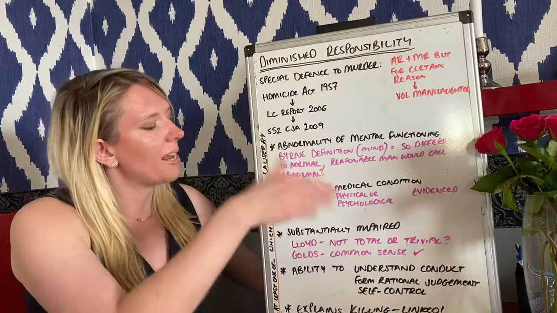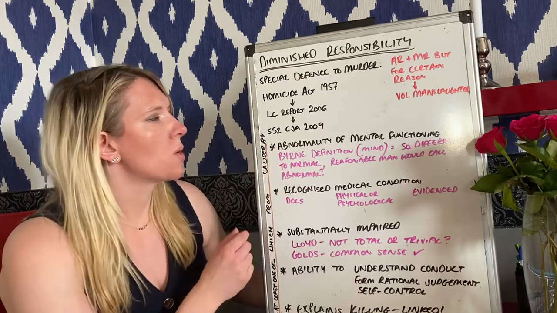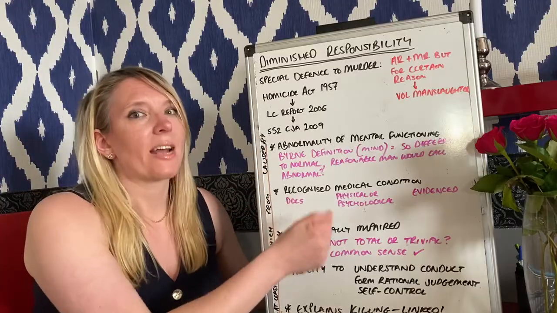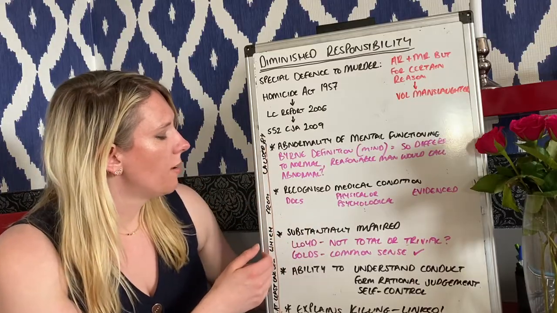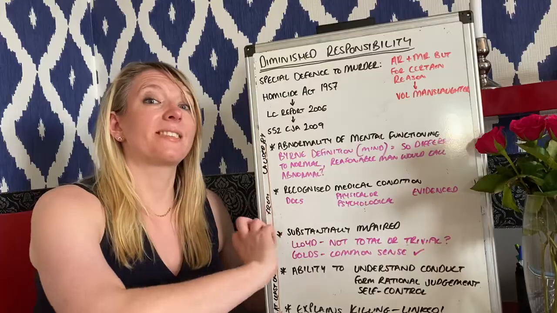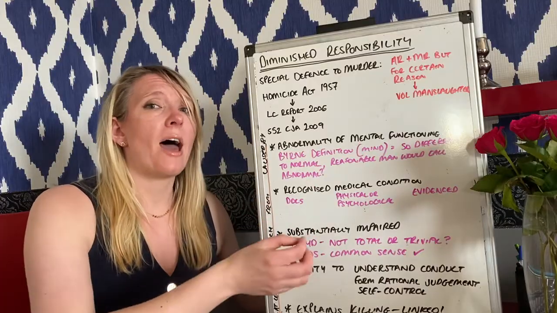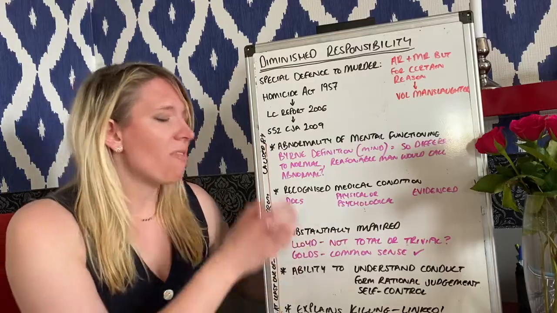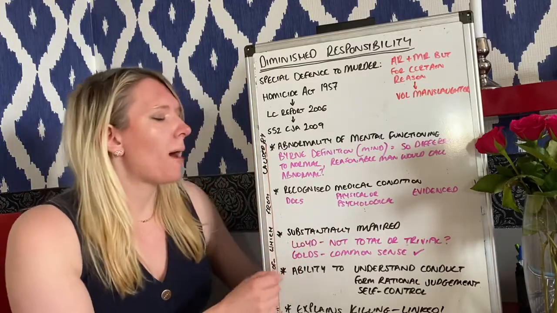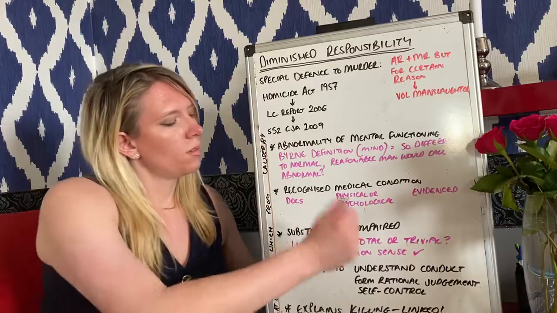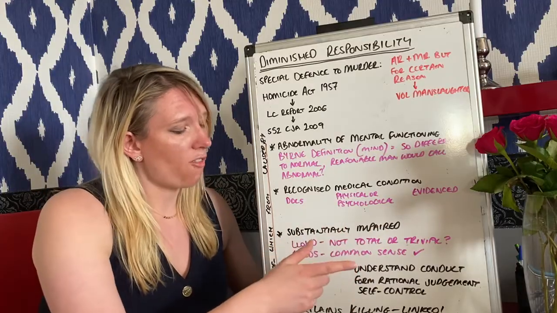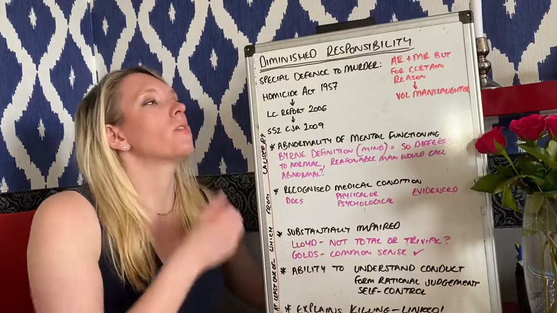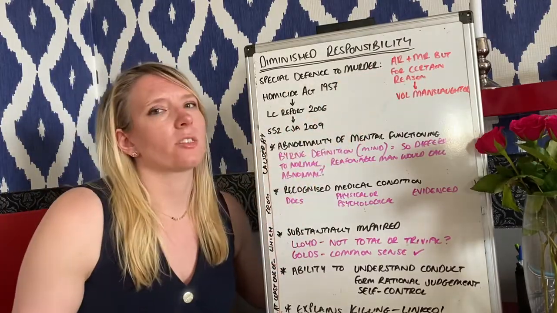It has to be linked all together. So you must have an abnormality of mental functioning that is caused by a recognised medical condition, which then has a substantial impairment. So you are impaired, not totally, but not trivially, somewhere in between. And that substantial impairment impacts on at least your ability to understand your conduct or form a rational judgment or control yourself. And that is why you committed the murder. That is why you had the actus reus or mens rea.